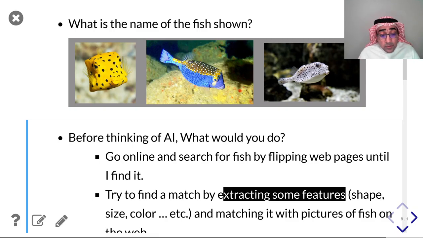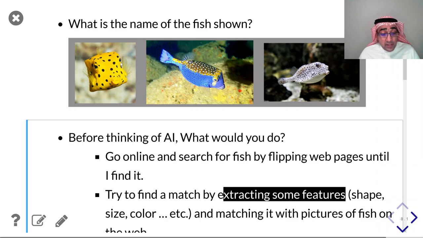So you have to extract meaningful features that will enable you to distinguish between the different types of fishes that you're going to be comparing it against. For example, one of the good things to extract over here is the mouth of the fish. The mouth of the fish over here is very unique. As you can see from the rightmost picture over here, the mouth is very, very unique.